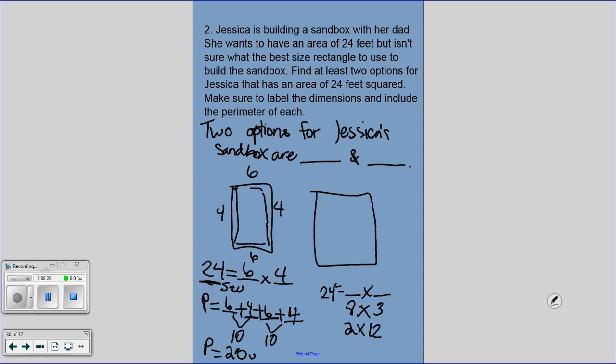There's one very obvious one. Hayden? 1 times what? 24. Pick a dimension, I don't care. Draw it out. Figure out the perimeter.